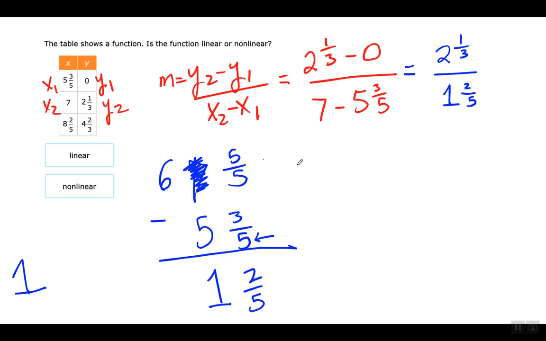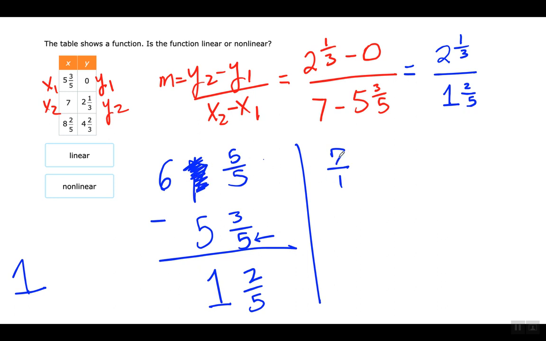All right. Another way that you could have done that is to change them both to improper fractions. Okay. Otra manera que se puede hacer es cambiando los dos a fracciones impropio. Una fracción donde el numerador es más grande que el denominador.